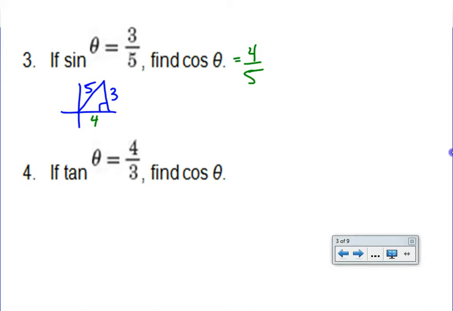And then tangent and cosine are not directly related. So again, I'm going to draw myself a picture. So tangent would be 4 over 3, like this. For cosine, we need to know the r value, and again, this is a 3, 4, 5 triangle, so I don't have to think too hard. Cosine, therefore, would be x over r, which is 3 over 5.